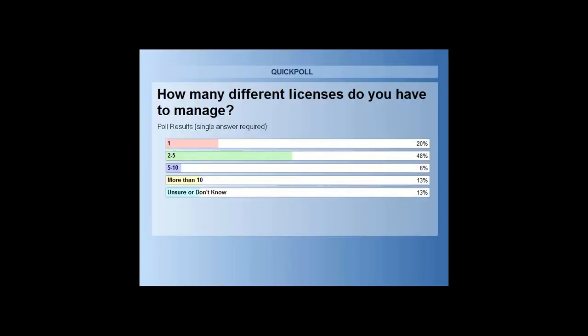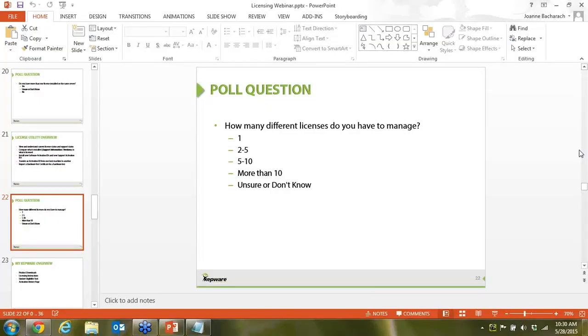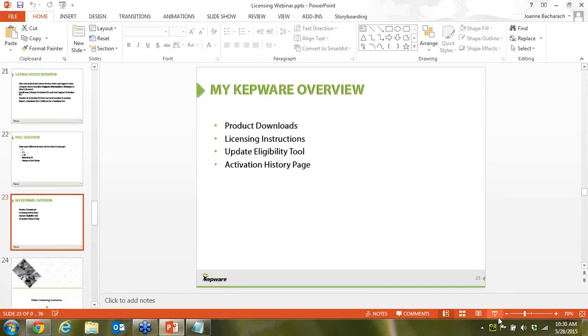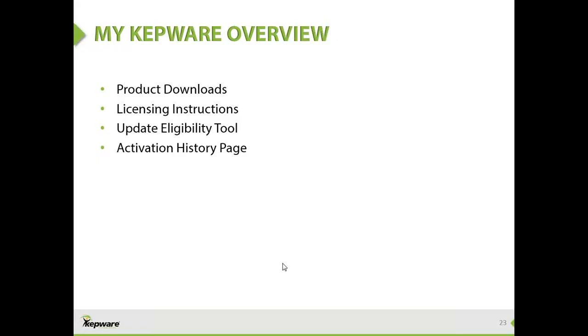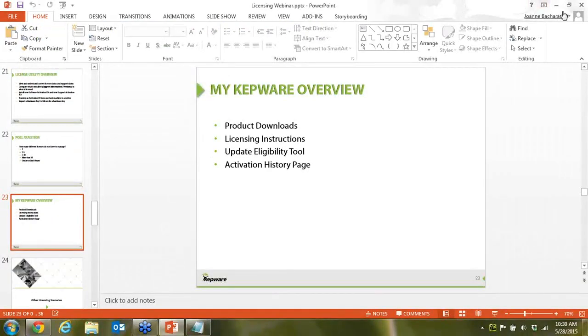So it looks like a lot of you, 50%, which is pretty significant, are in that handful of licenses, 2 to 5 range. So I'm going to show you some tools on the My Kepware portal that'll help you manage these multiple licenses. My Kepware is where you can download our products, and where you can get licensing instructions, but the things that can help you, especially when you're managing multiple licenses, are what we call the Update Eligibility tool and your activation history page.